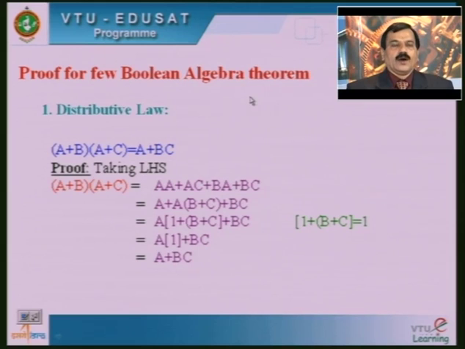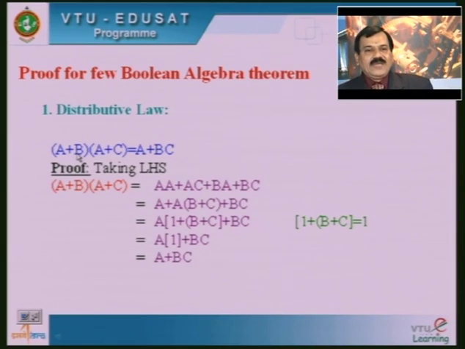Next, the proof for a few Boolean algebra theorems. The first one is the distributive law. Here we have the equation A plus B into A plus C, which we have to prove equals A plus BC. Taking the LHS, A plus B into A plus C, we multiply: A into A, A into C, B into A, and B into C. After that, A into A is treated as A, since from the previous slides A dot A is equal to A. Then we take A as a common factor between these two, so we can write A into B plus C, and BC is taken as it is.